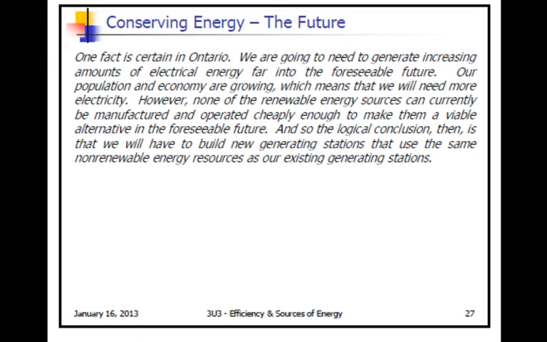So one fact is certain in Ontario: we are going to need to generate increasing amounts of electrical energy far into the foreseeable future. Our population and economy are growing, which means that we need more electricity. However, none of the renewable energy sources can currently be manufactured and operated cheaply enough to make them a viable alternative in the foreseeable future. So the logical conclusion then is that we have to build new generating stations that use the same non-renewable energy sources as our existing generating stations.